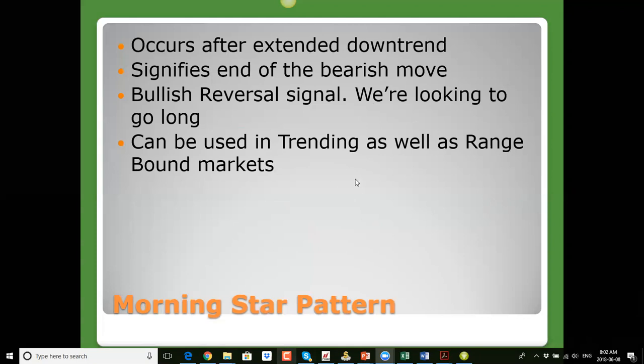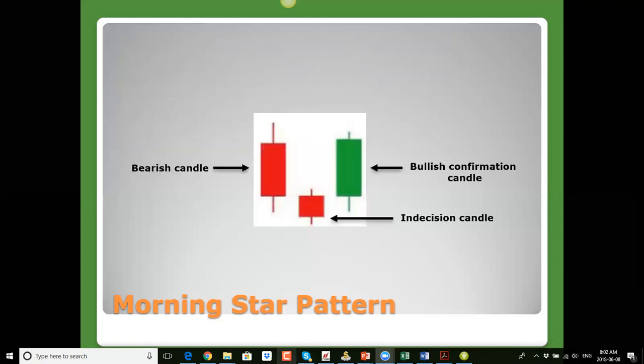And again, we can use this in trending markets, or we can use this in range-bound markets. I like to look for these chart patterns at important support and resistance levels. So that's something to keep in mind. If we have, let's say, a pivot point level, or a daily support resistance level, all of those are valid places to take this trade. But again, we don't want to take it at just minor support resistance levels, because then it may not do anything, right? So keep that in mind.